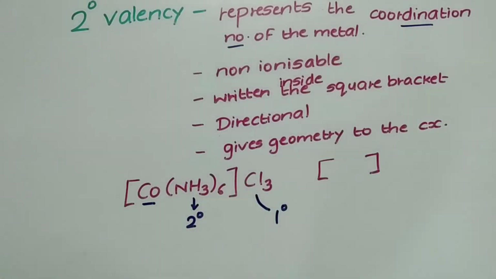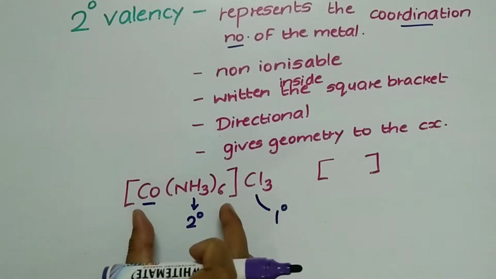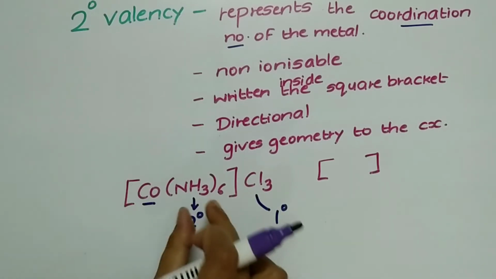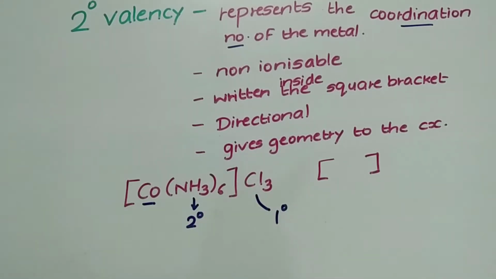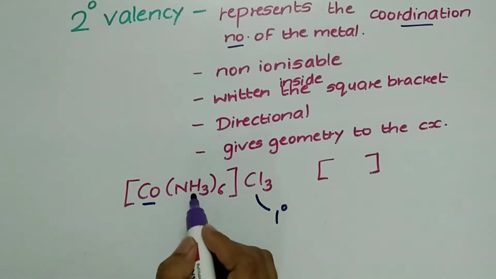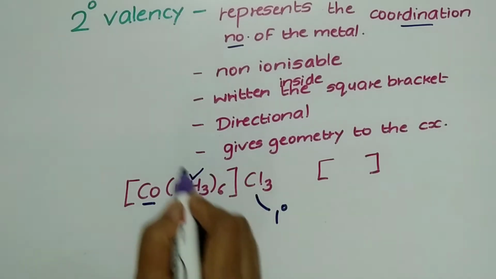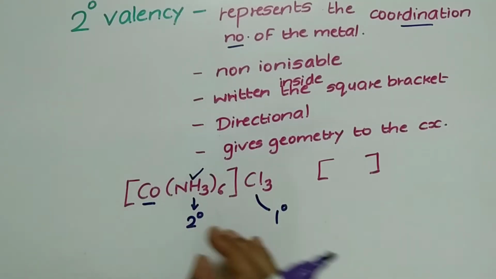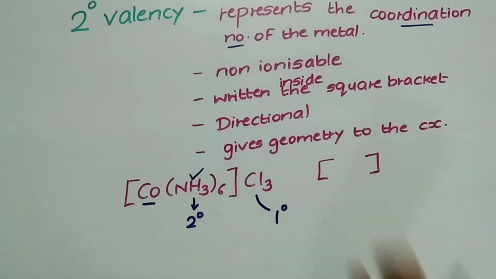It is non-ionizable because it is inside the square bracket. The metal and the ligands cannot be split. The counterion can be split. It is directional also. They are the ligands, right? The ligands have to be arranged in a certain way around the central metal atom. If it is arranged in a proper way, that means it gives geometry, it gives shape to the complex.